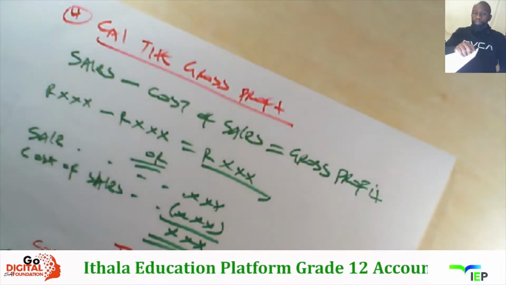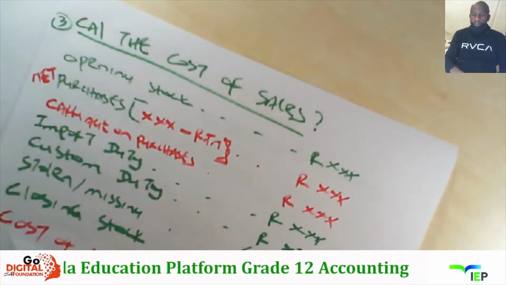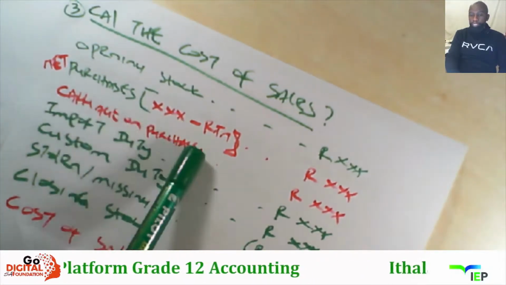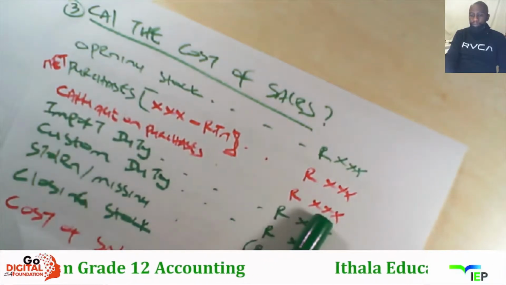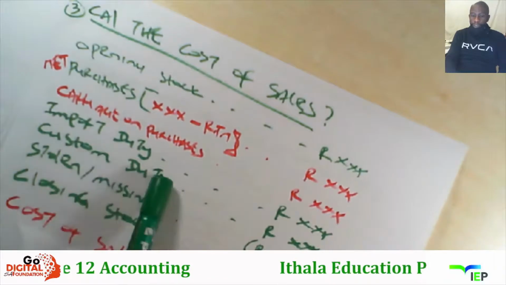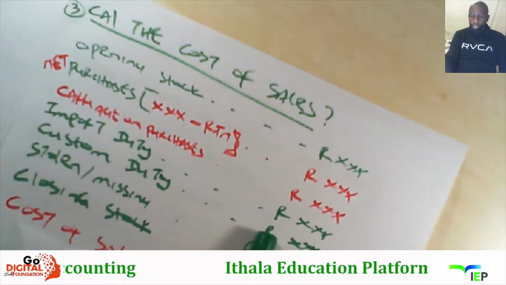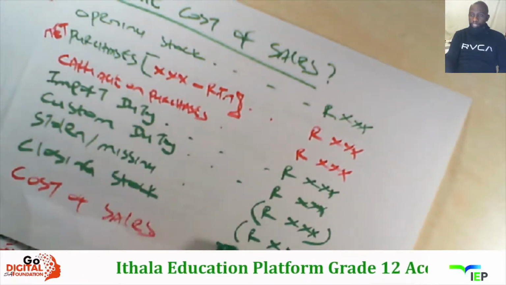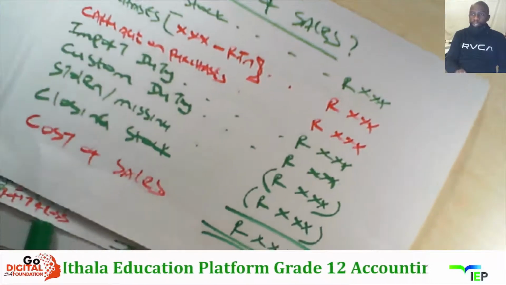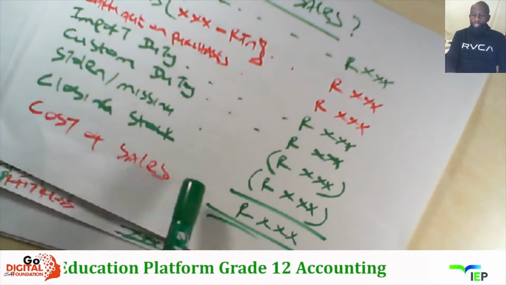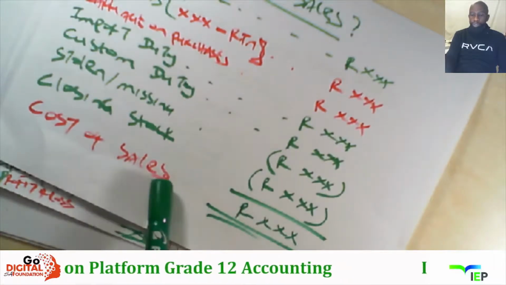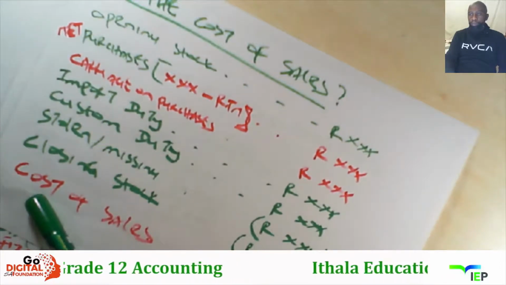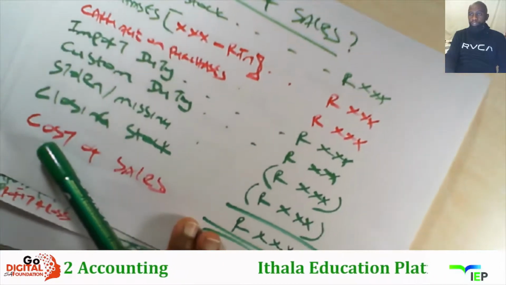We also even talk about calculation of the cost of sales. We said we have opening stock, right? Add purchases minus returns, carriage on purchases, import duty, right? Custom duty, stolen or missing, right? You must put it in brackets, must minus. And then closing stock, right, is equal to the cost of sales.